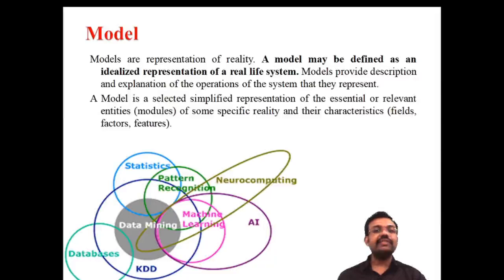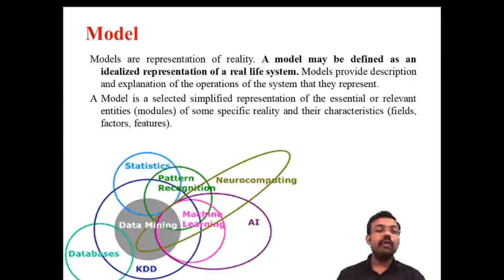Okay, let us start. What is a model? A model is a representation of reality. We already discussed the term model. There is a reality, and a representation of reality, and this is one of the important terms used for solving real life problems. It may be defined as an idealized representation of the real life situation or system. A model is a selected, simplified representation of the relevant entities, some specific reality or characteristics.